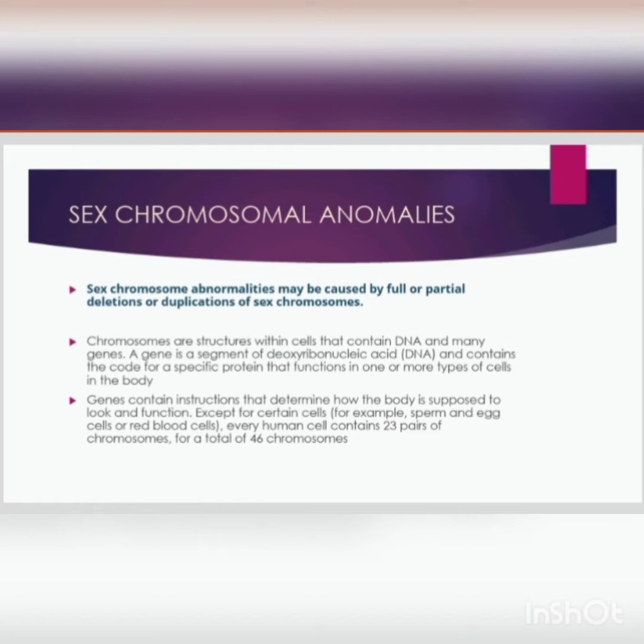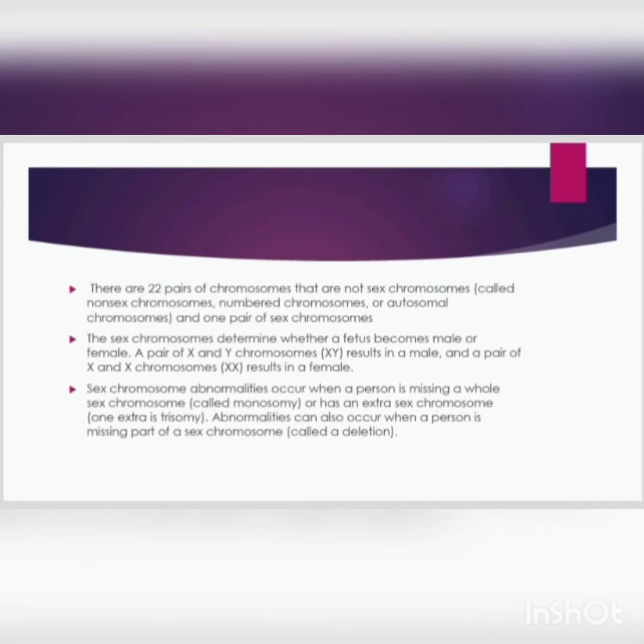Every human cell contains 23 pairs of chromosomes for a total of 46 chromosomes. As we all know, there are 22 pairs of chromosomes that are not sex chromosomes, called non-sex chromosomes, numbered chromosomes or autosomal chromosomes, and one pair of sex chromosomes. The sex chromosomes determine whether a fetus becomes male or female. A pair of X and Y chromosomes, XY, result in a male, and a pair of X and X chromosomes, XX, result in a female.